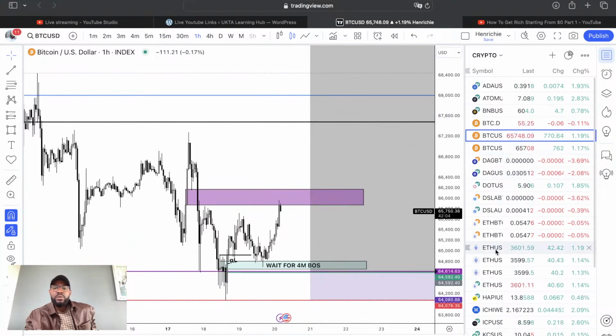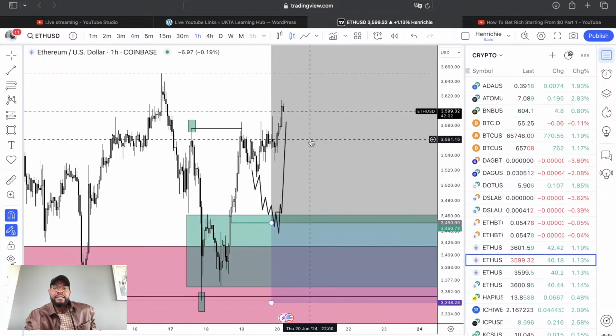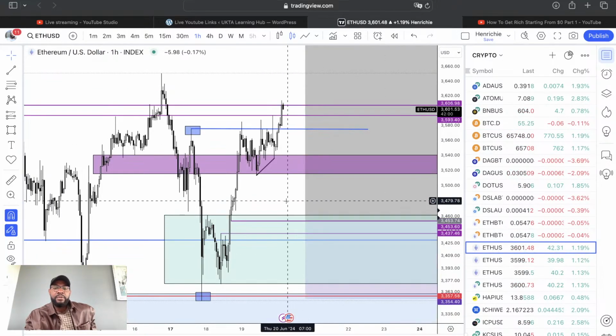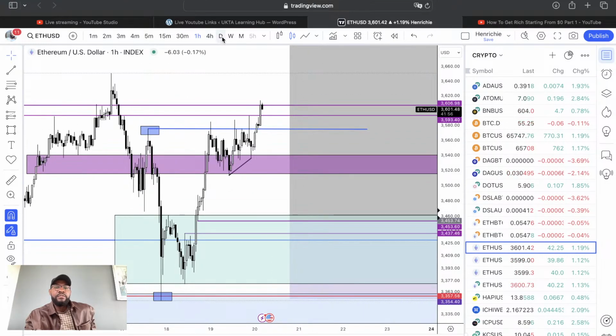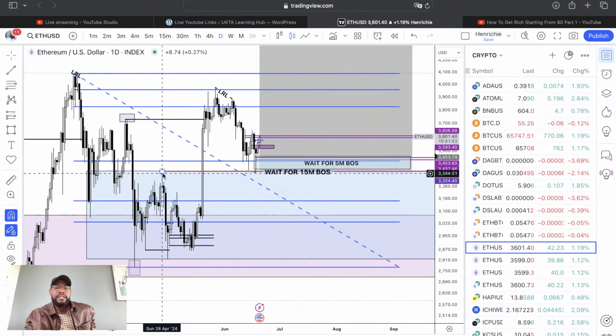So the next one, the last but not the least, is Ethereum. Like I said, Ethereum, I'm very bullish on Ethereum. I want to see Ethereum continue higher. And so far, as you can see on Ethereum, created a high, created a low, broke structure. This was the last down close candle before breaking structure. I wanted to see a retest at the key level.